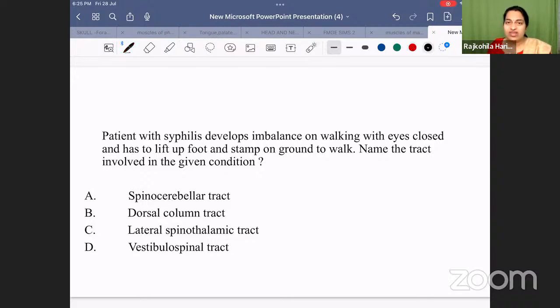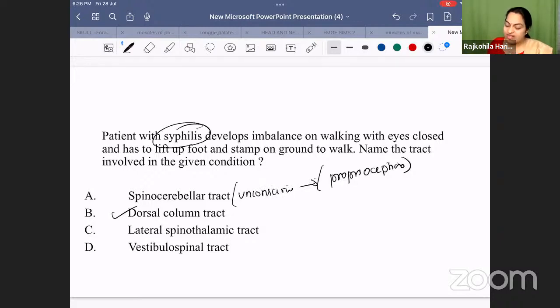Yes, you know what this is? So he's having difficulty with closed eyes, right? So it's all to do with proprioception. Of the tracts mentioned below, which is the one concerned with proprioception here? Dorsal column, only the dorsal column. The spinocerebellar tract is concerned with whatever reaches the cerebellum, that is unconscious proprioception.